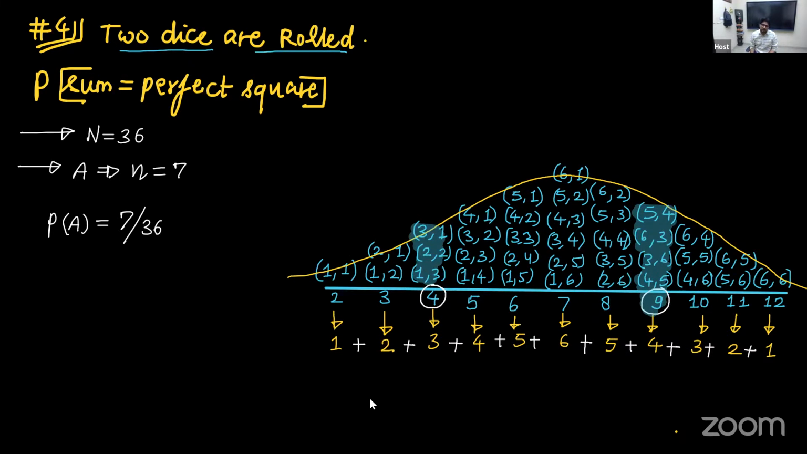Can you calculate the probability of the product being a perfect square? If 2 dice are rolled, can you calculate the probability of the product of outcomes becoming a perfect square?